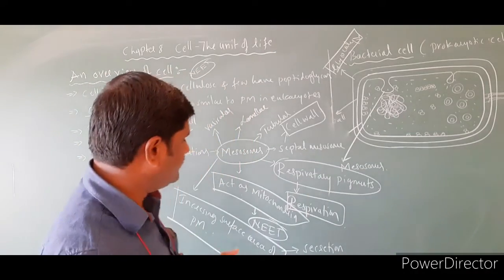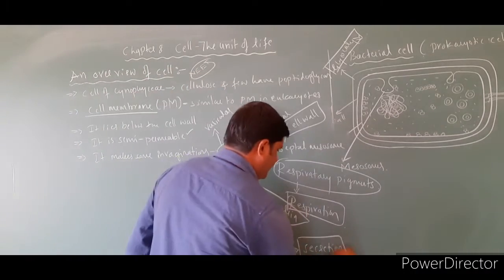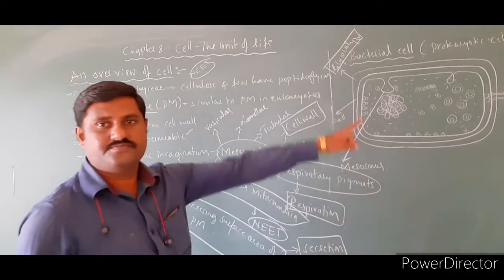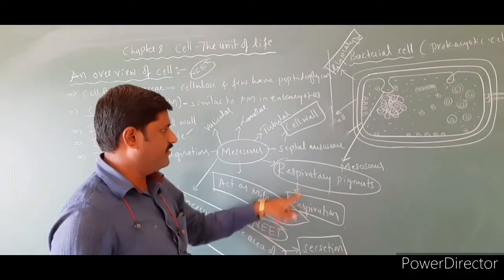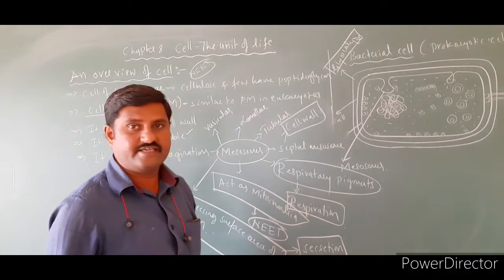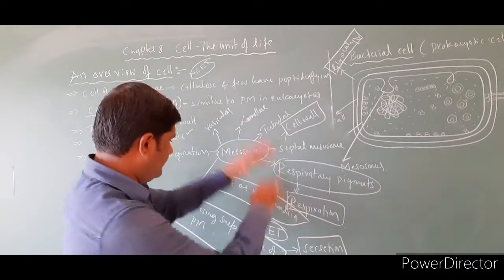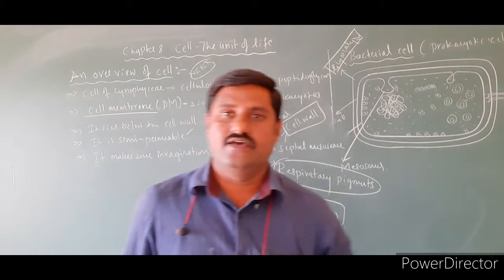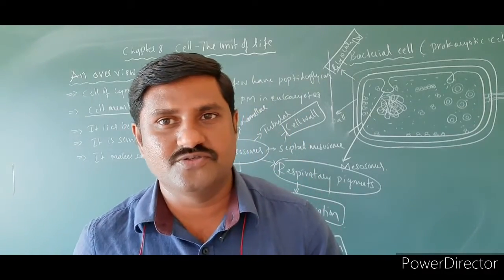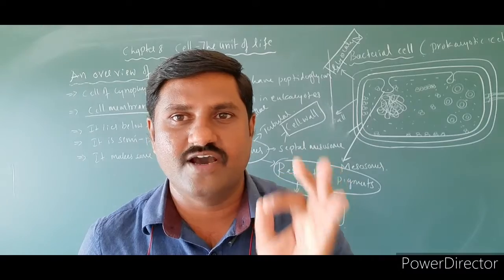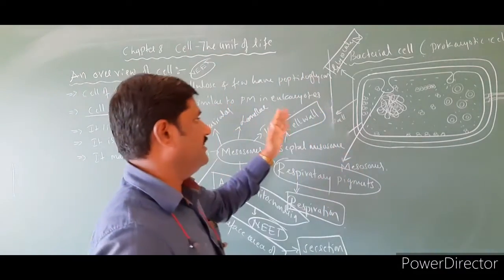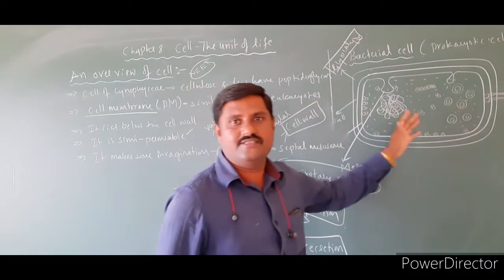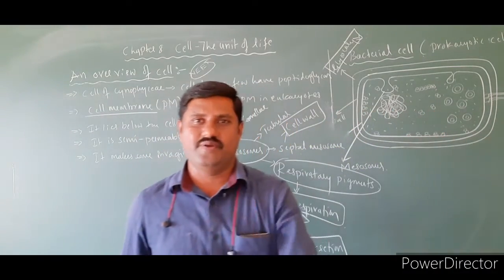Okay, so these are the major functions of mesosomes. Mesosomes help in cell wall formation, respiration, secretion, right? So this is the use of these mesosomes. Mesosome is one of the important features of the bacterial cell or the prokaryotic cell. This is about the cell membrane.